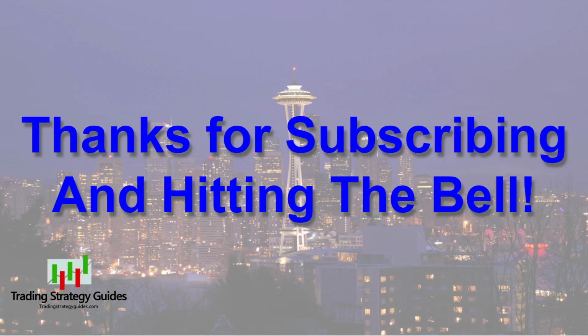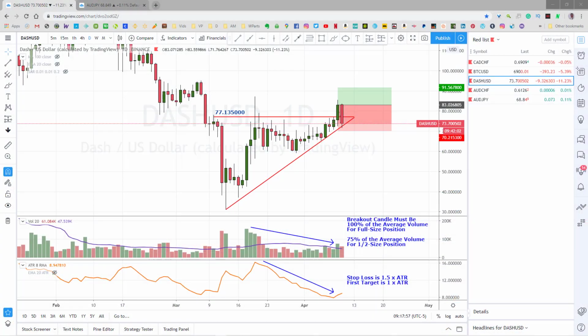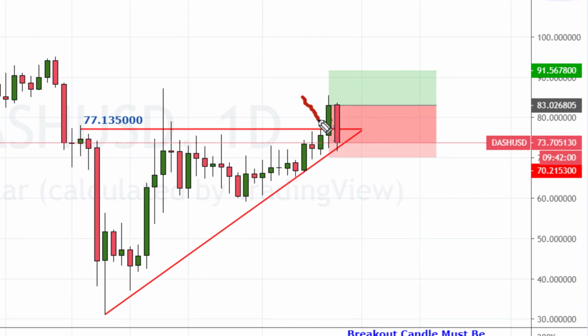All right, let's take a look at the open trade. The Dash Crypto setup I showed you Wednesday triggered yesterday right here. And I got in it at 83.0268 with my stop loss down here at 70.2153 and my target at 91.5678. It's looking a little bit sad right now. If this thing closes back below the 77.1350 level, I'll be closing this one and taking the loss on it. Now we wait.